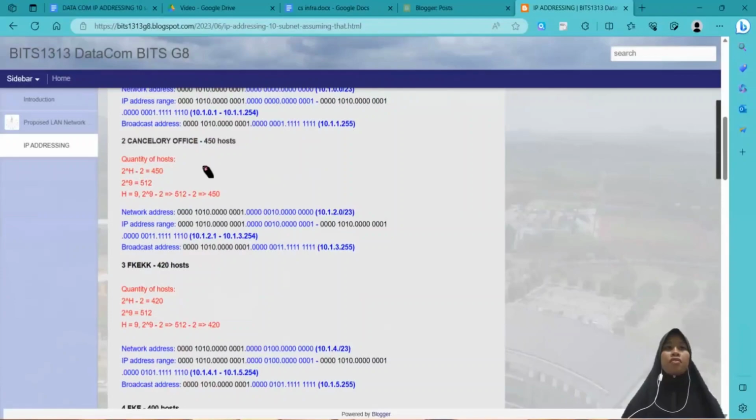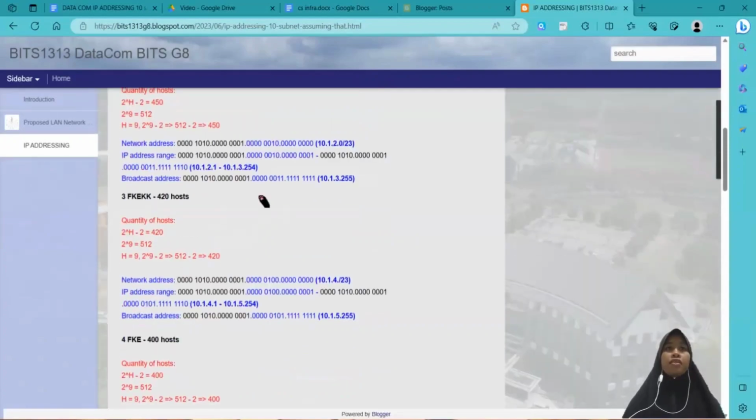And for the chancellery, we need 450 hosts. Then the bits borrowed is 9 because 512 is bigger than 450. And this is the network address, IP address range, and broadcast address. The network address is 10.1.2.0, and the IP address range with 510 addresses is 10.1.2.1 until 10.1.3.254. And the broadcast address is 10.1.3.255.